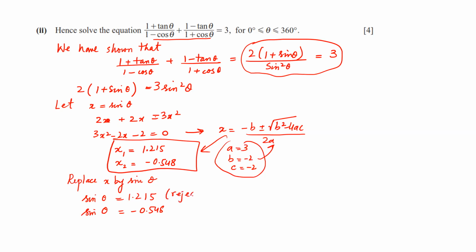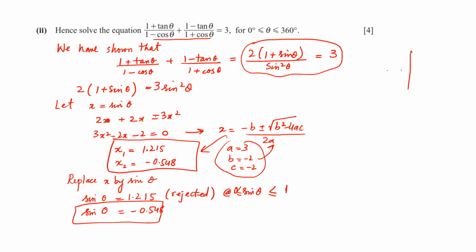So this value is rejected since sine theta is less than or equal to 1. The value of sine of theta should never go more than 1 when theta is in degrees. So similarly, we have given the sine theta. Right? So this value is what we'll be using to find out the value of theta.